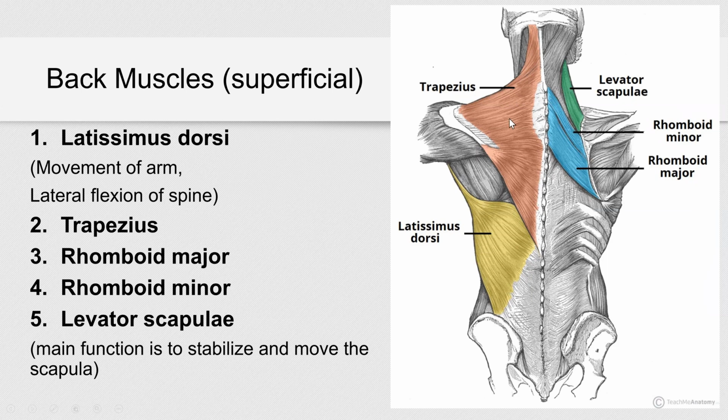But those muscles like trapezius, rhomboid minor, major, and levator scapulae, they insert into your scapula. So they stabilize and move your scapula. And latissimus dorsi is inserting into the humerus. That is the bone of your upper arm. So it's gonna move your upper arm, right? It's gonna flex it.